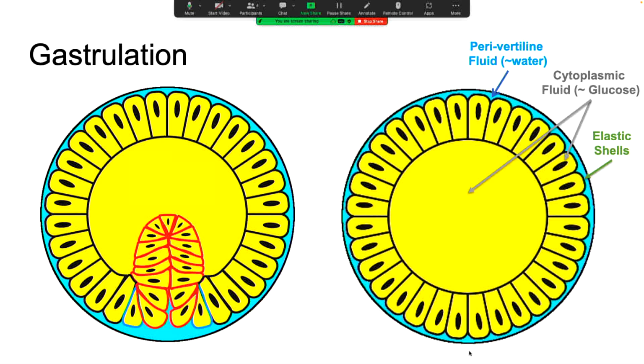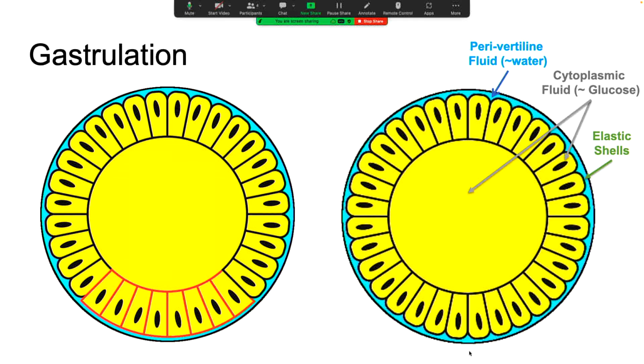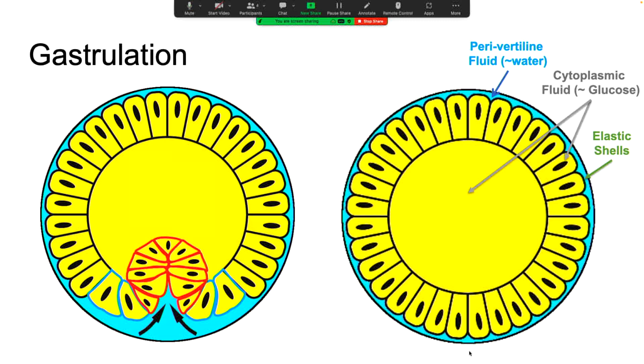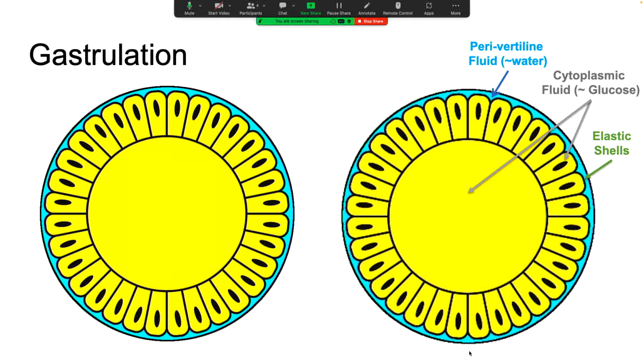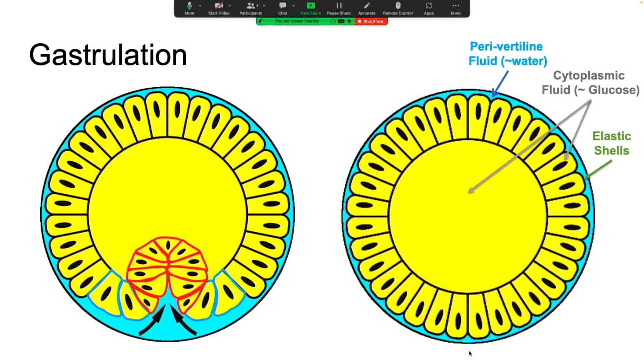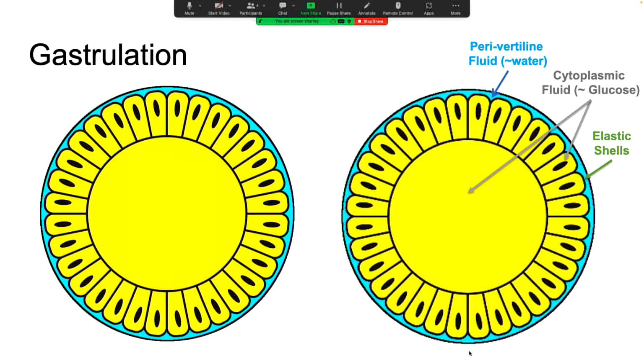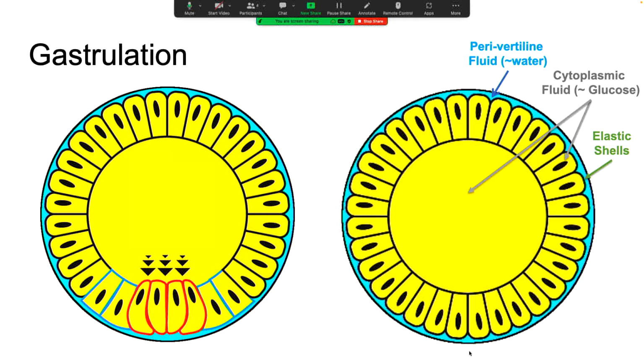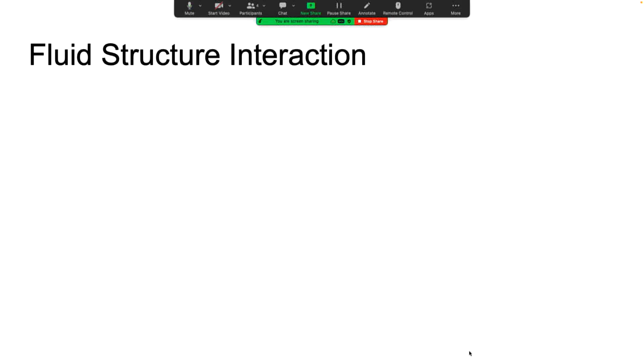And these are the cells. It's the squares that have black dots in them. Each one of them is a cell. And my job is to try to replicate this in a numerical model. And as you can see, this is a fluid structure interaction problem.